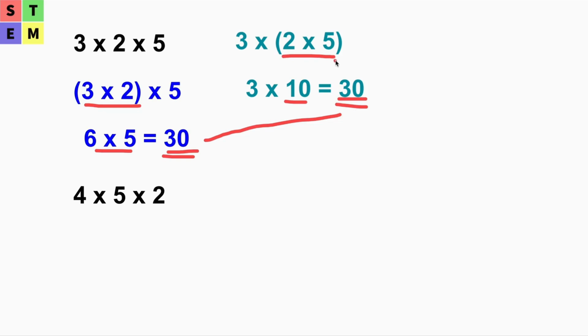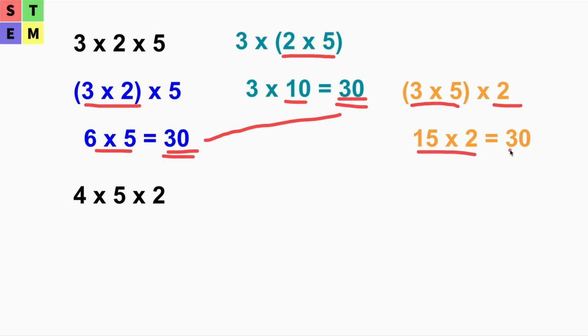Let's try another one. This time, we are going to try 3 times 5 first, and then use the result times 2, to see what happens. So 3 times 5 is 15, and then we have 15 times 2, which is 30 again. So we have 30, 30, and 30 here.